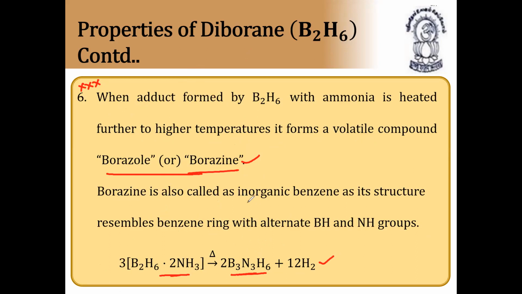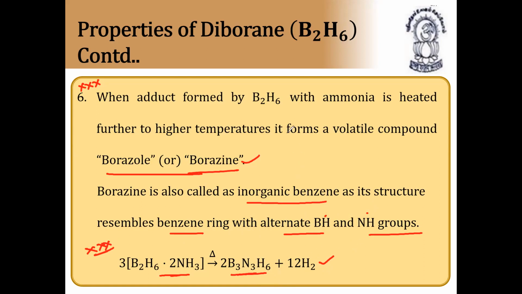So this borazine is also called inorganic benzene as its structure resembles the benzene ring with alternate BH and NH groups. This is very, very important. So diborane when combined with ammonia forms an addition product. This addition product, at high temperature with excess ammonia, forms borazole or borazine. The formula of inorganic benzene is B3N3H6.